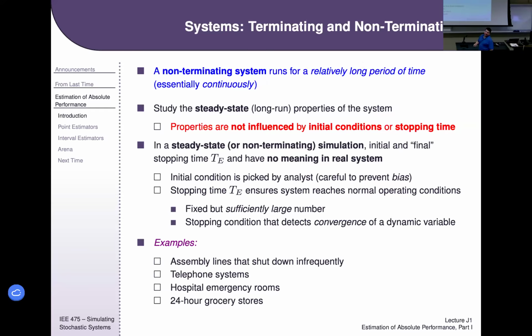It runs for a very long time. And we use a different type of simulation for that. We use a steady state simulation. So this is to try to analyze the long run properties of the simulation. So our sim has got initial conditions. And what we're going to talk about in this unit and in the next lecture is how to reduce the effect of our choices of initial conditions on the steady state estimates.